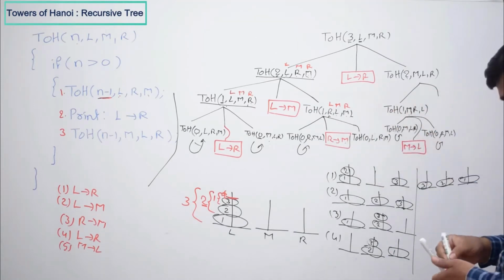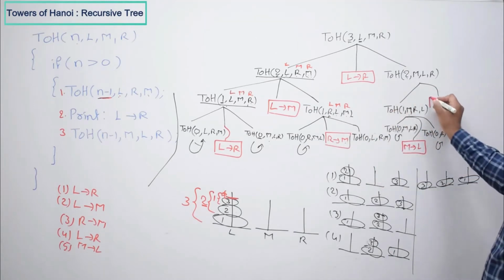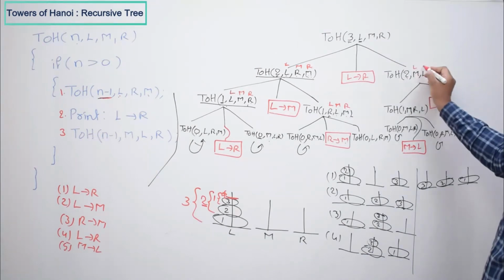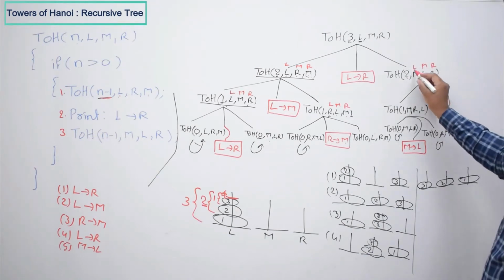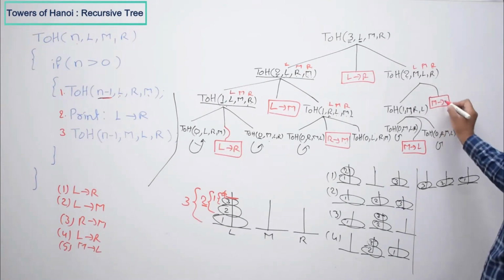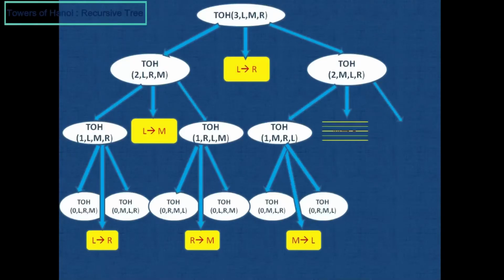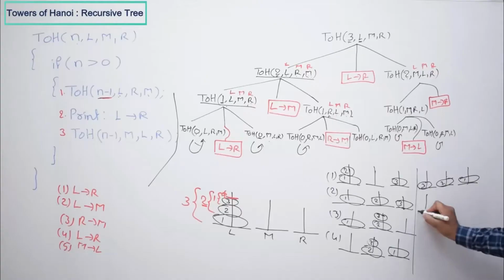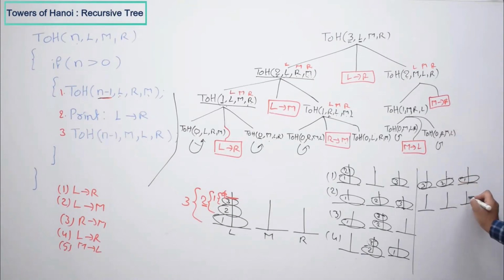Now here if you write, what will happen? This is L, M, R, L to R. In the L position M is there, in the R position R is there. So if you observe the next diagram, in the L position, M to R, in M you have a 2, that we have to shift to R.